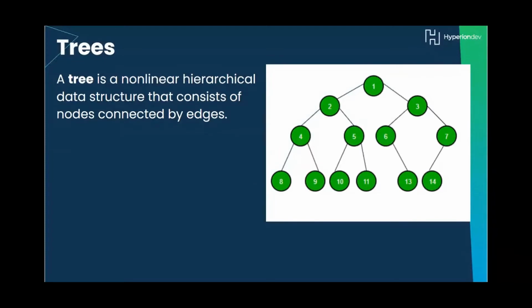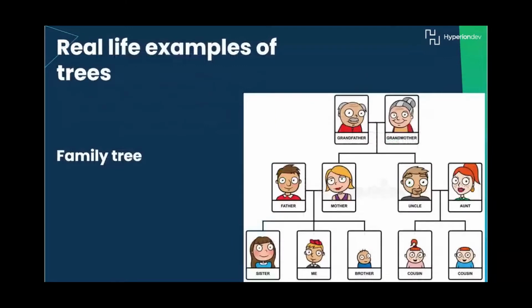So first of all, something like a family tree, right? Where you can see in the image, we have your grandparents, and branching from those, it could be your mother, and your uncles and aunts, and obviously your mother and father would have you and your siblings. So this you can see is an example of a tree data structure.